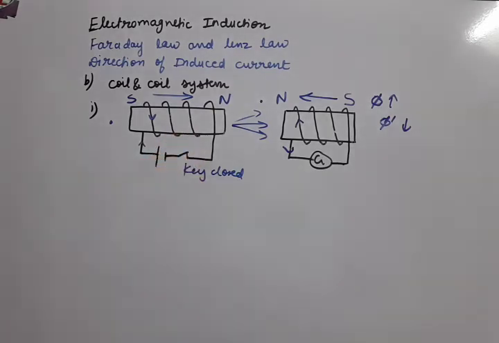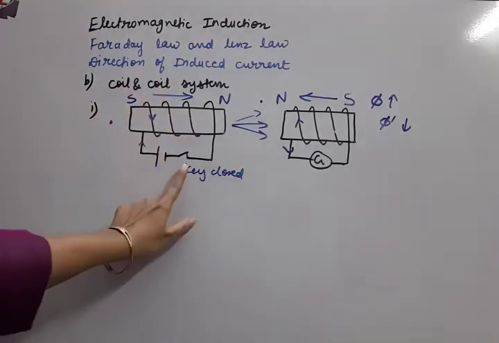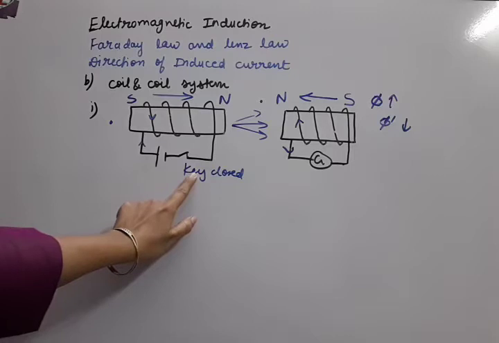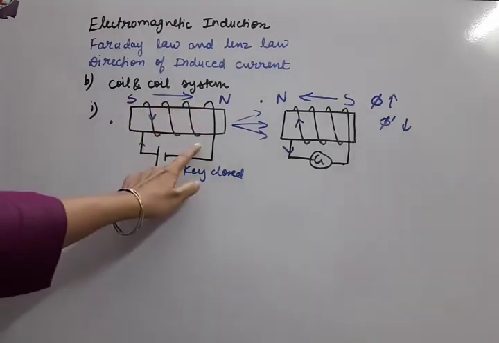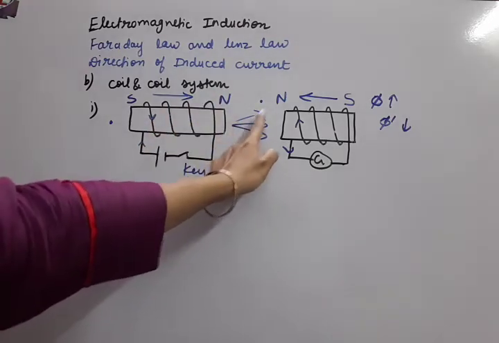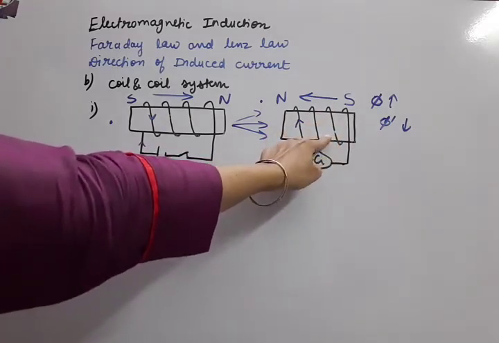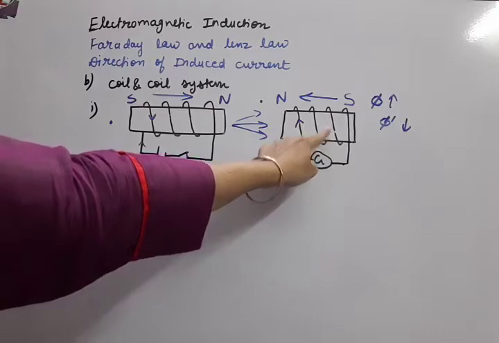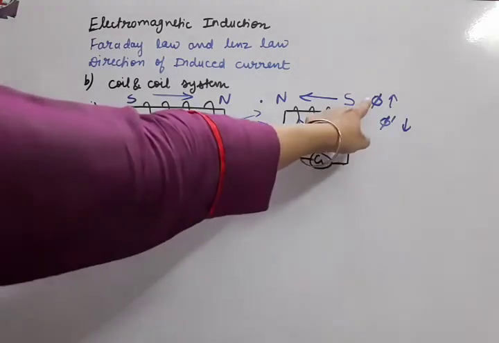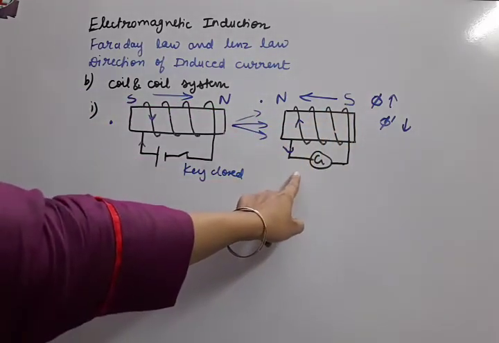I'll just repeat this case. Let's understand how to find the induced current direction when a coil and coil system is given. As soon as the key is closed, current increases, so the magnetic field of this solenoid also increases. This enters here. Earlier there were zero field lines here; now some field lines are entering. That means the magnetic flux or magnetic field lines have increased. That's why induced current will flow according to Faraday's law.